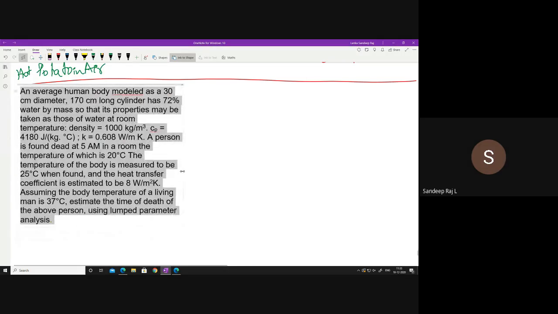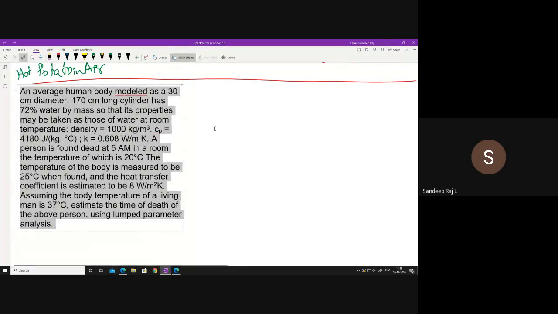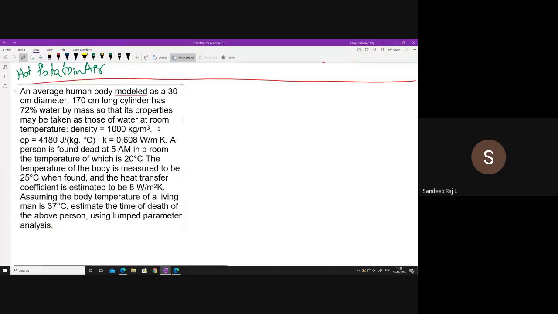Look at this question. This is a real time case again. Here you have a human body, and this human body is considered to be a dead body here. So what he's saying is that there is a dead body, and you have found it at 5 a.m. in a room, and you want to know when did the person die. That's the question basically.